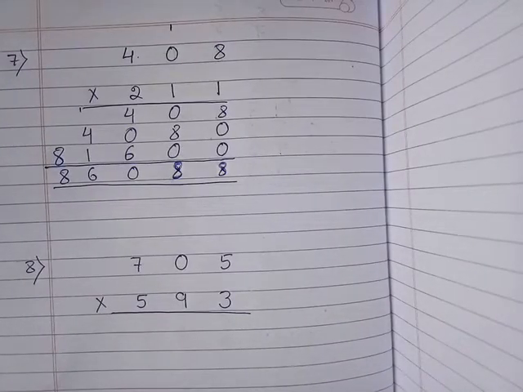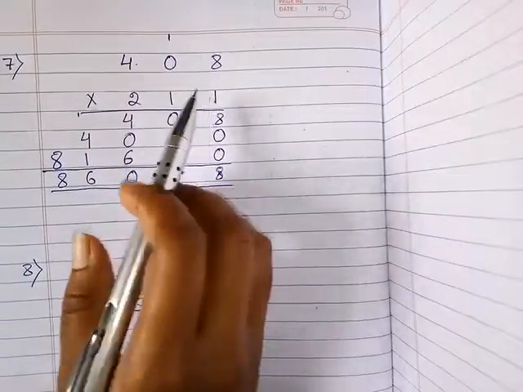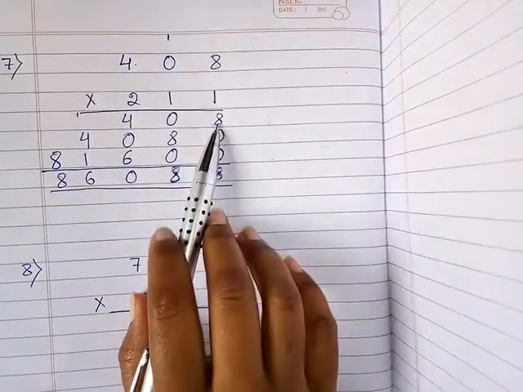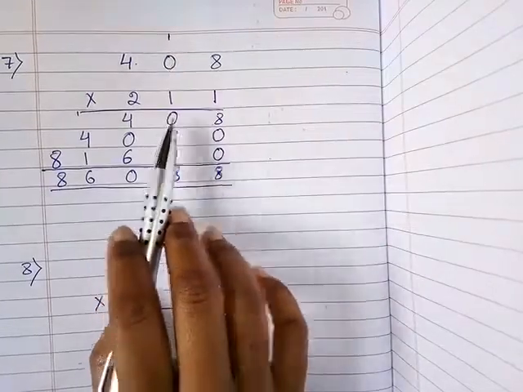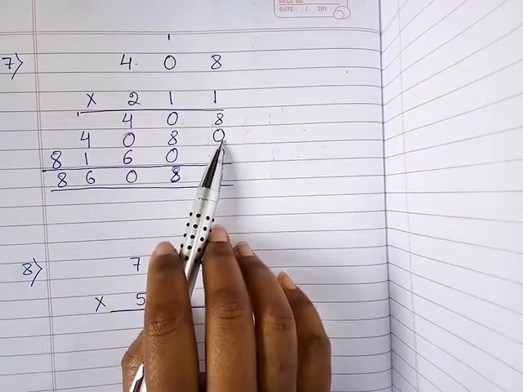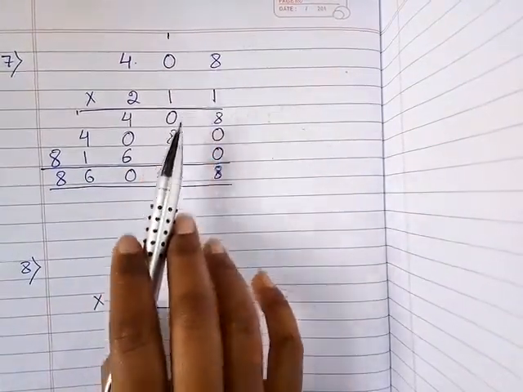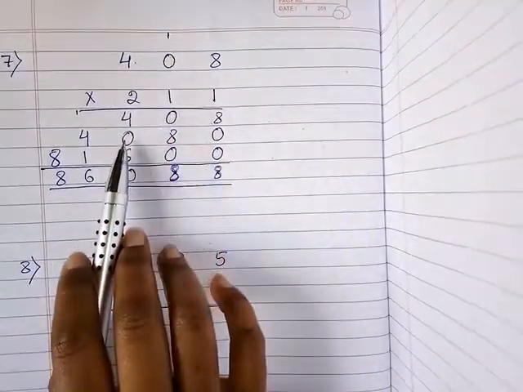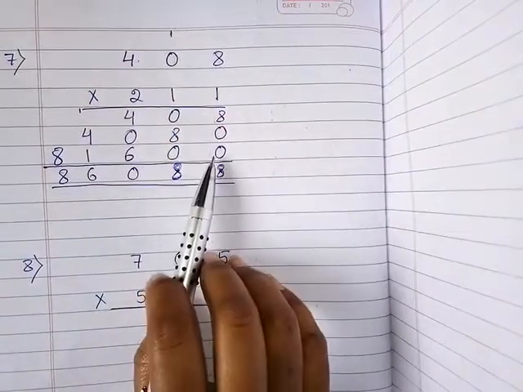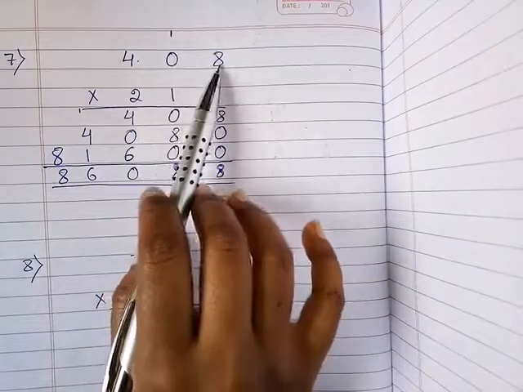Next sum, sum number 7. 408 into 211. In the first step, 408 into 1. 1 8 is 8. 1 0 is 0. 1 4 is 4. The next step, first put a 0. Then 408 into 1. 1 8 is 8. 1 0 is 0. 1 4 is 4. In the next step, first put 2 zeros, then 408 into 2.